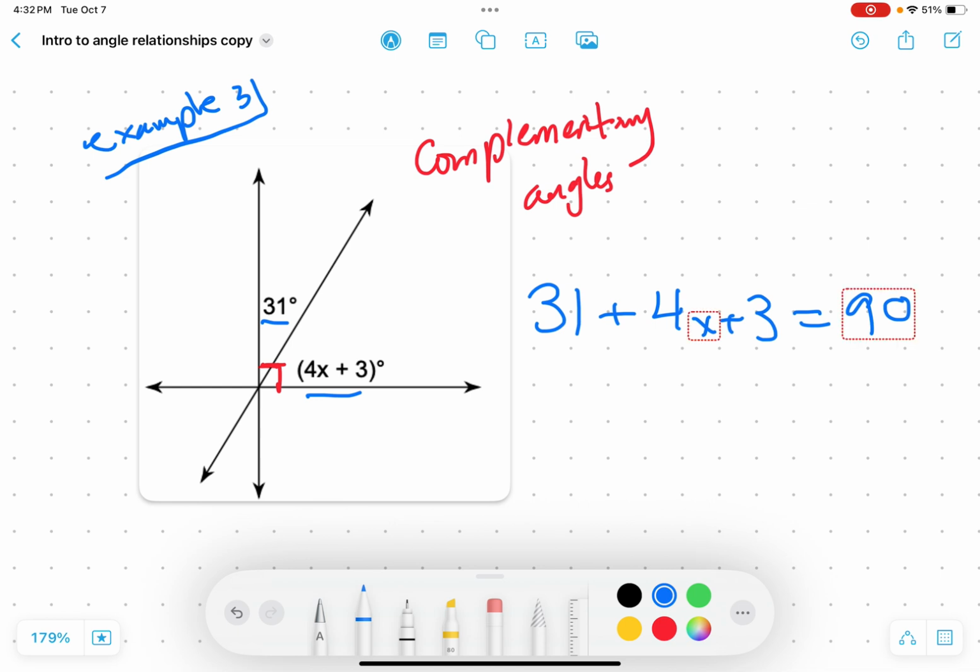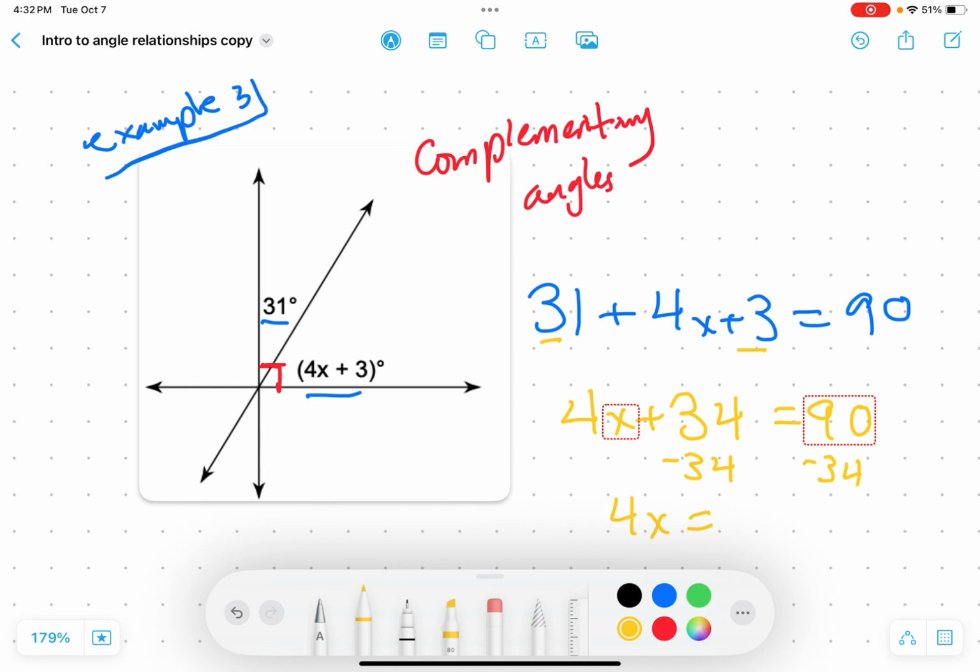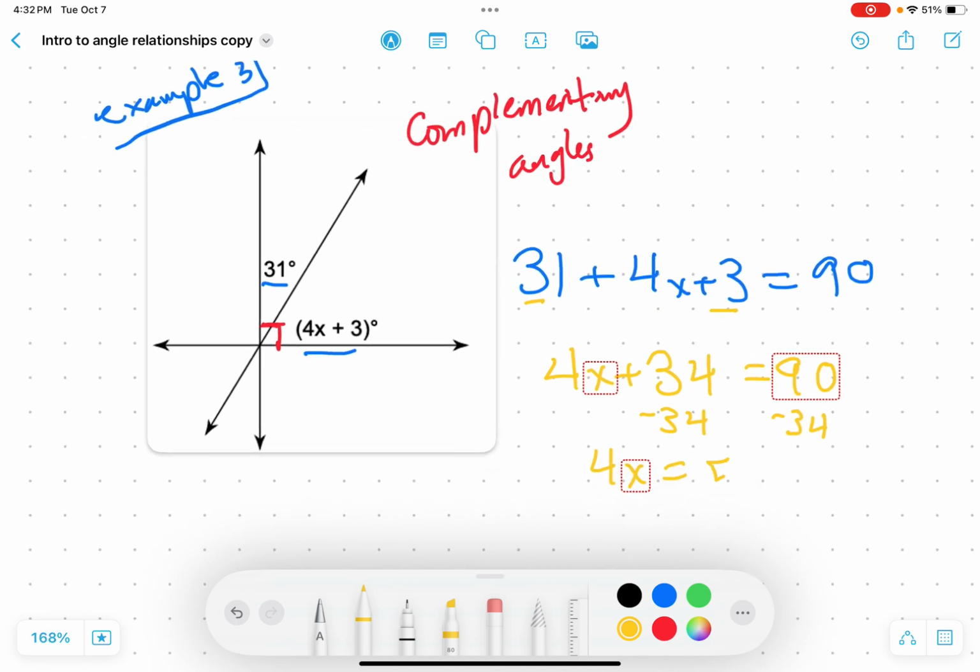Now this is where my algebra knowledge comes in. I just need to solve this out. I'm going to combine like terms, subtract 34. 4x equals, what is this? 56. Divide by 4, x equals 14.